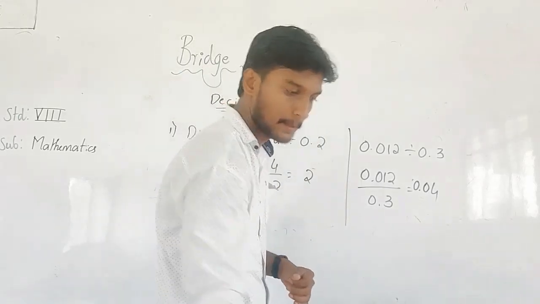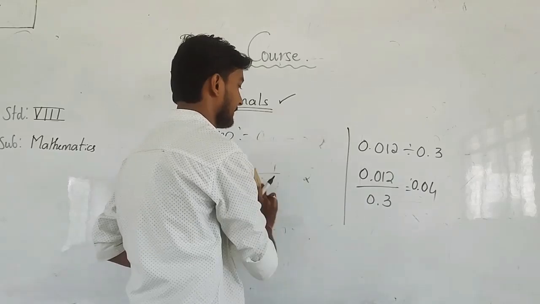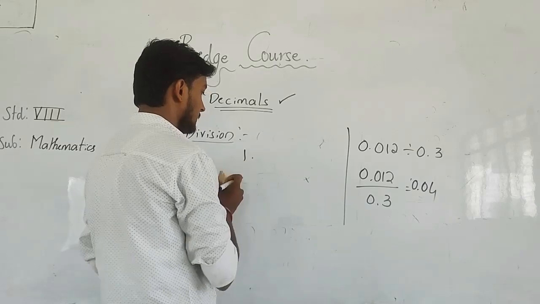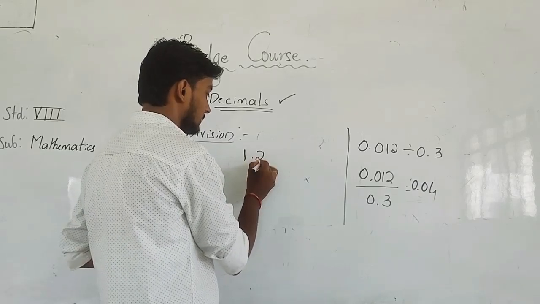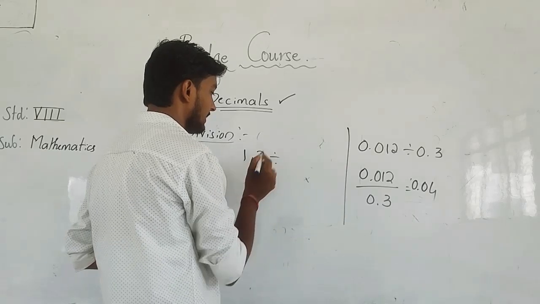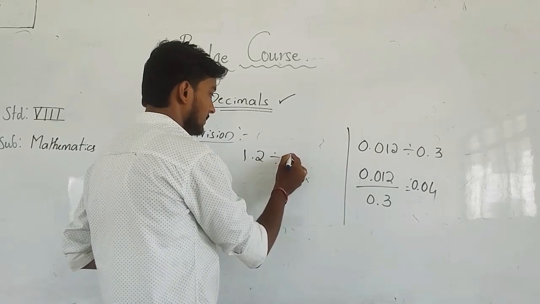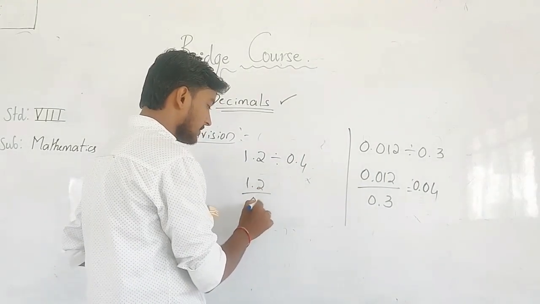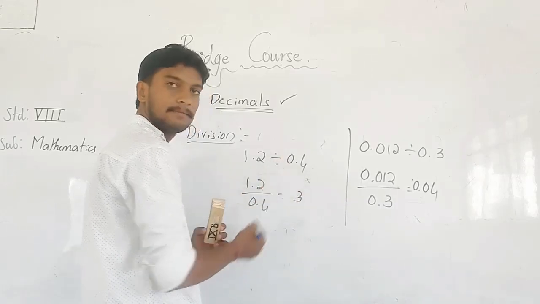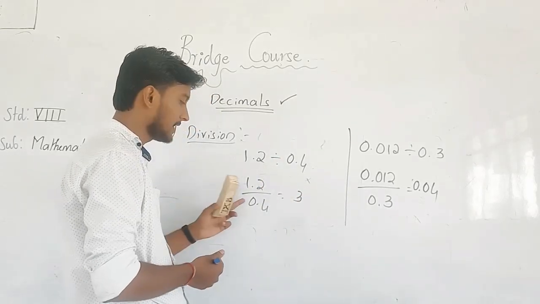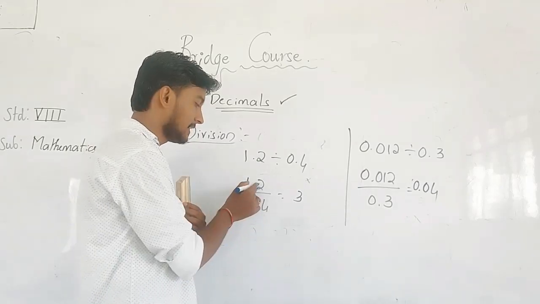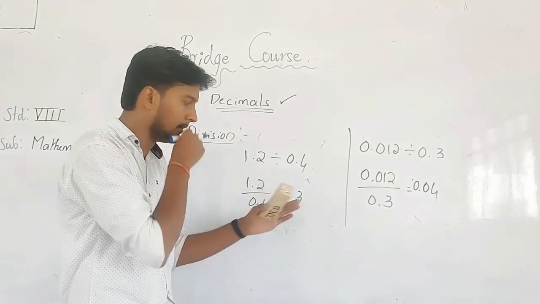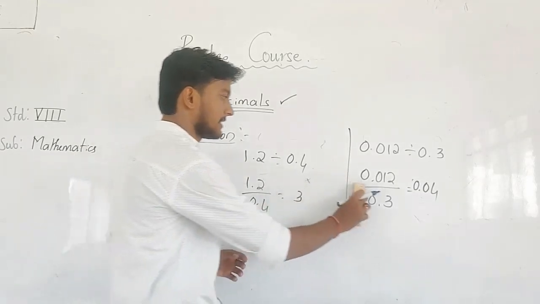One more example. 1.2 divided by 0.4. So 1.2 divided by 0.4 is equal to 12 by 4, which is 3. After the decimal point, in both we are having one number. 1 minus 1 is 0, so no more numbers we are getting. So it is only 3.